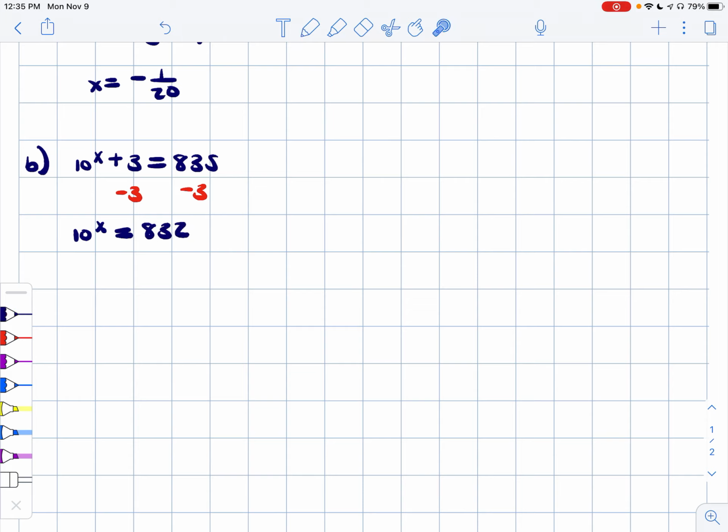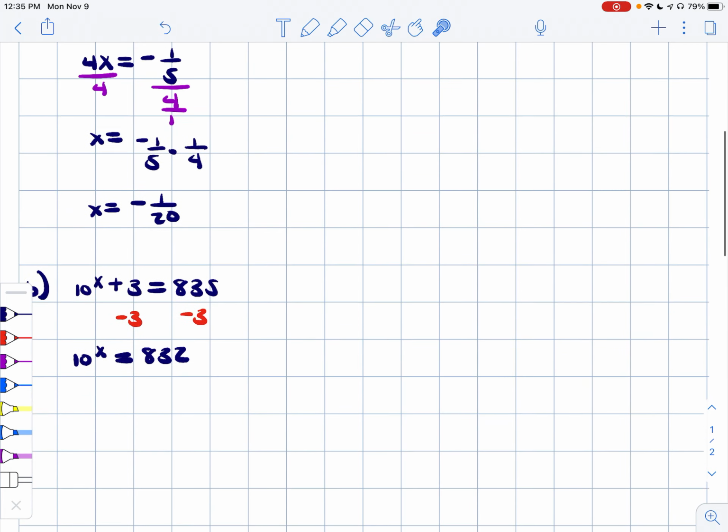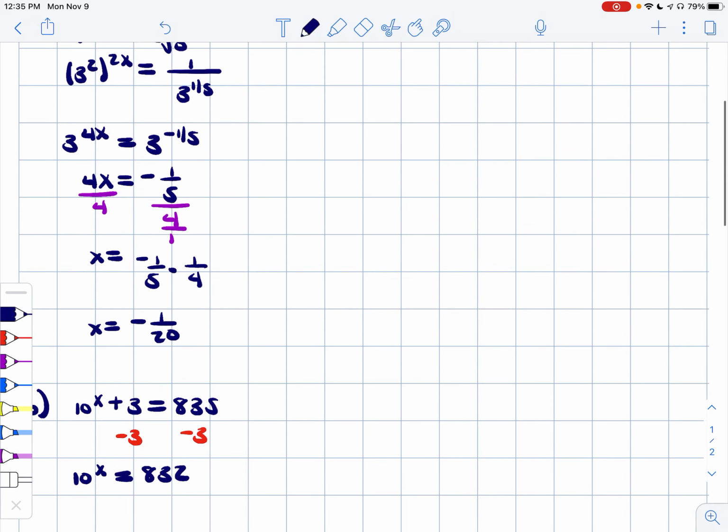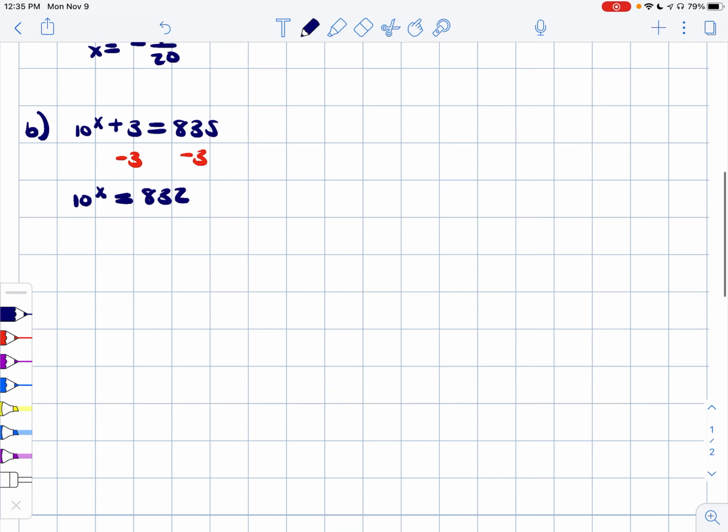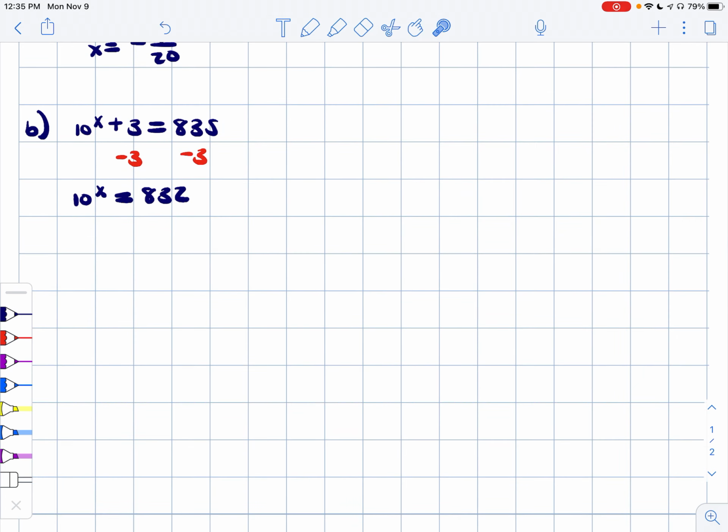Okay, now this time, we're not going to be able to use the one-to-one property like we did up here. Okay, that's what we did here, is we used that one-to-one property. Because unlike the previous example, we're not going to be able to write both sides as a power of the same base. 832 is not a power of 10. There's no way that we can rewrite it to make that work.